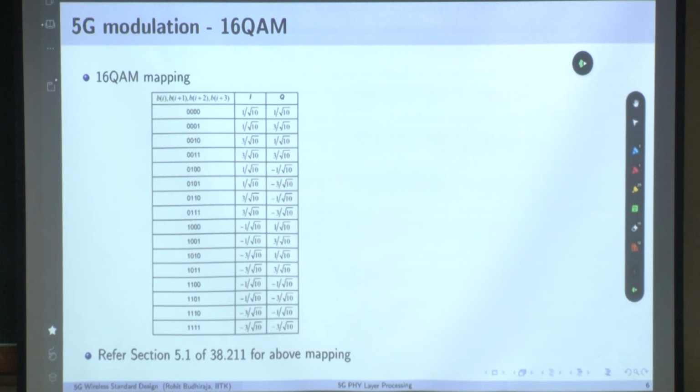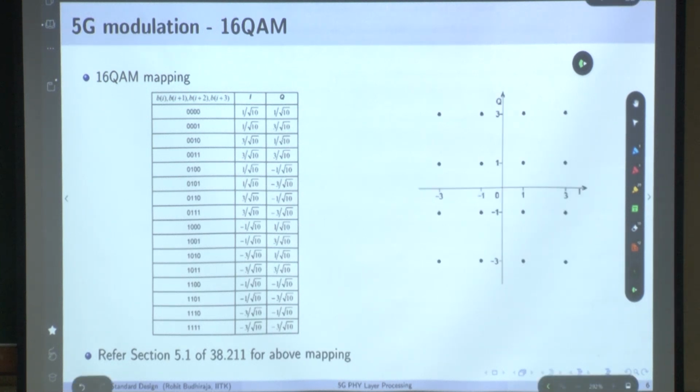First thing, you look at each of these: you are taking 4 bits and mapping again to one complex symbol. So each symbol is transmitting 4 bits, and each subcarrier is accordingly transmitting 4 bits, which increases the bit rate. Now, two things. One is that the scaling is actually done by root 10. Why root 10, why not any other number? It comes from here.